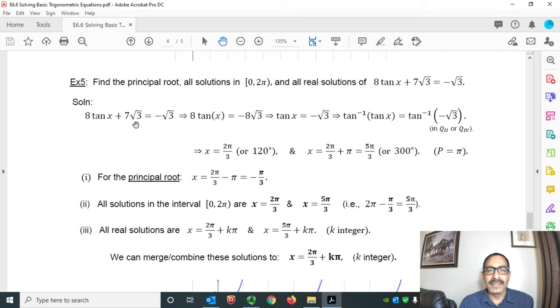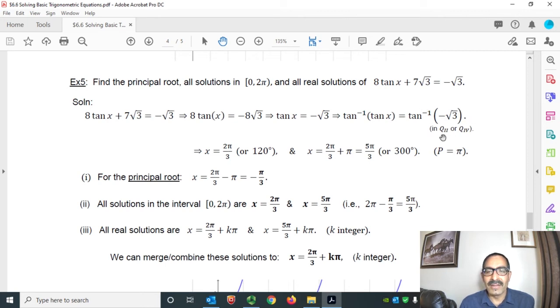Then next, subtract 7 radical 3 from both sides. So we have 8 tan x equals, this goes to this side, becomes minus. So we have minus 7 radical 3 minus radical 3 is minus 8 radical 3. Divide both sides by 8. We have tan x equals minus radical 3. Take tan inverse of both sides. We have tan inverse tan x equals tan inverse of negative radical 3.